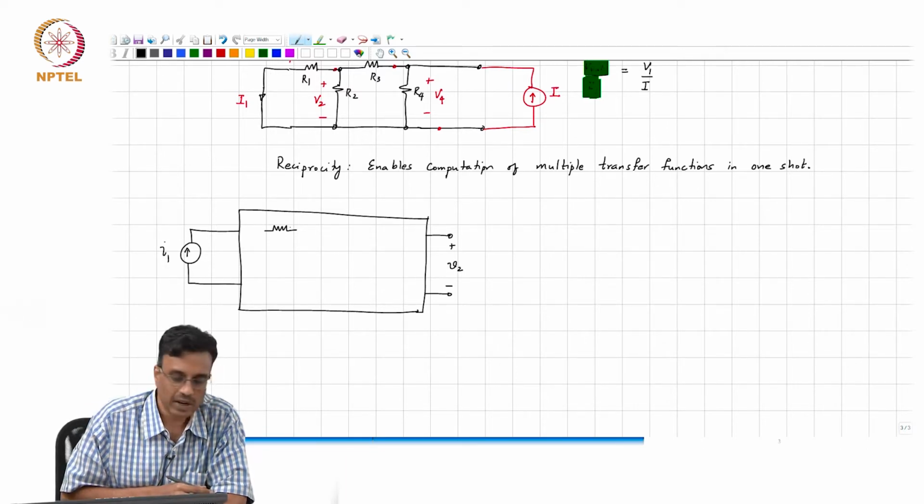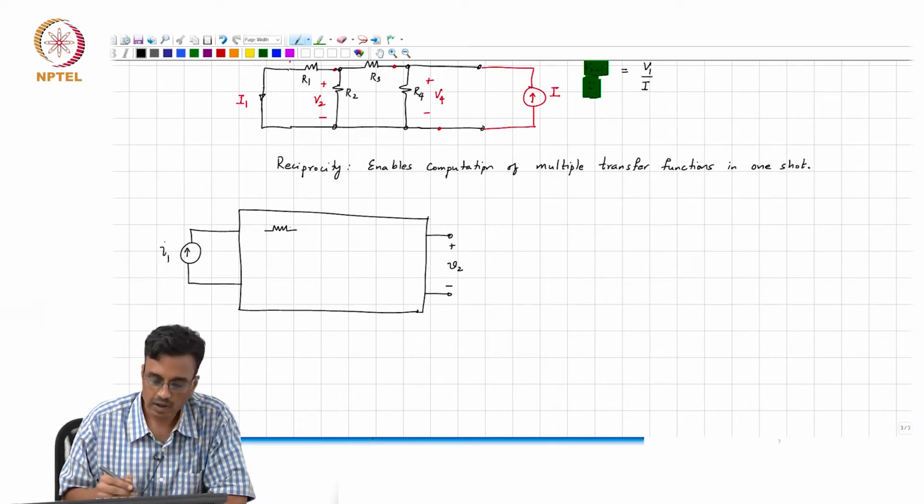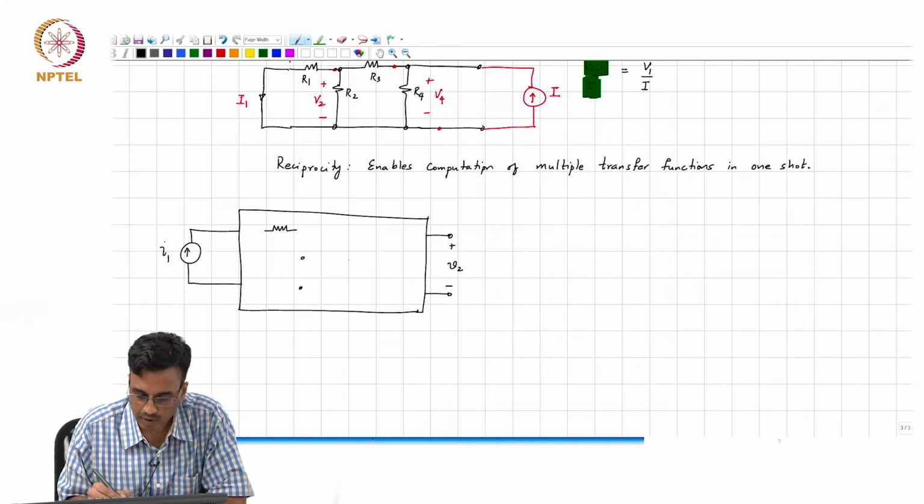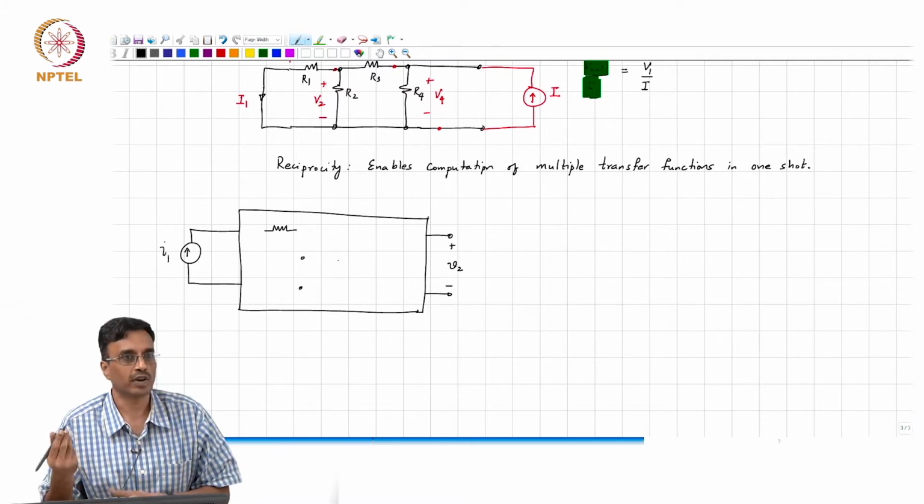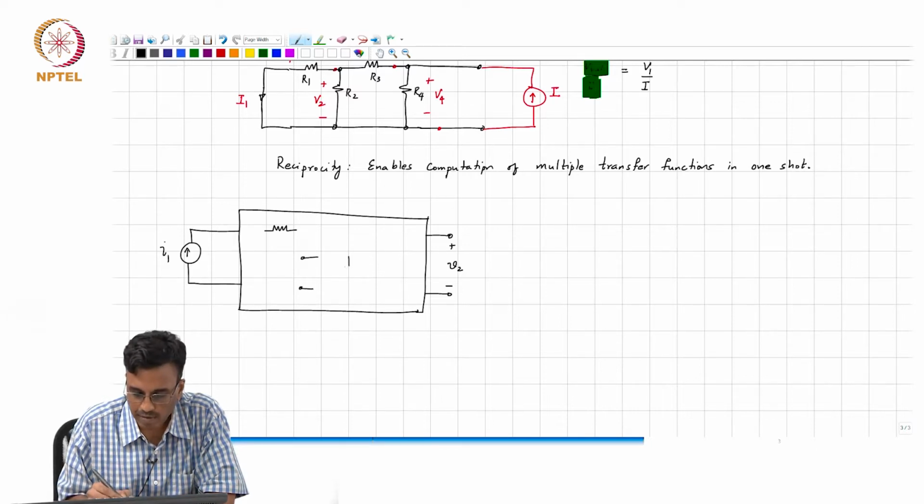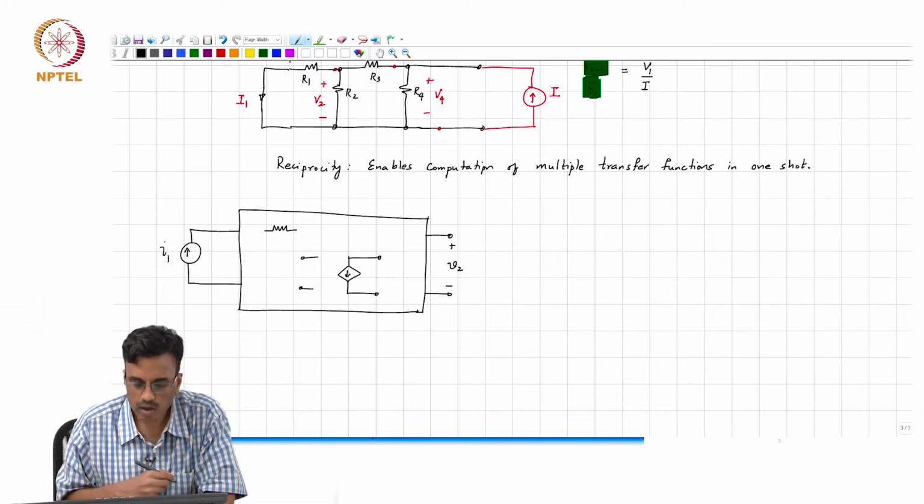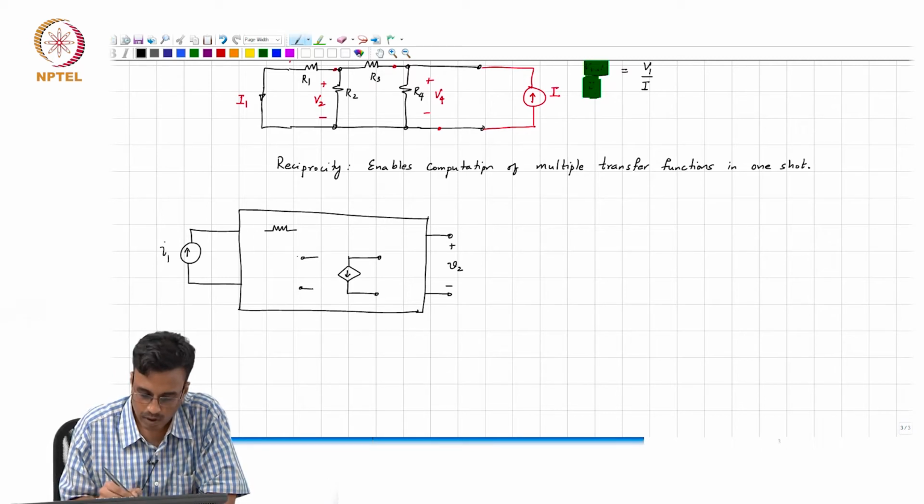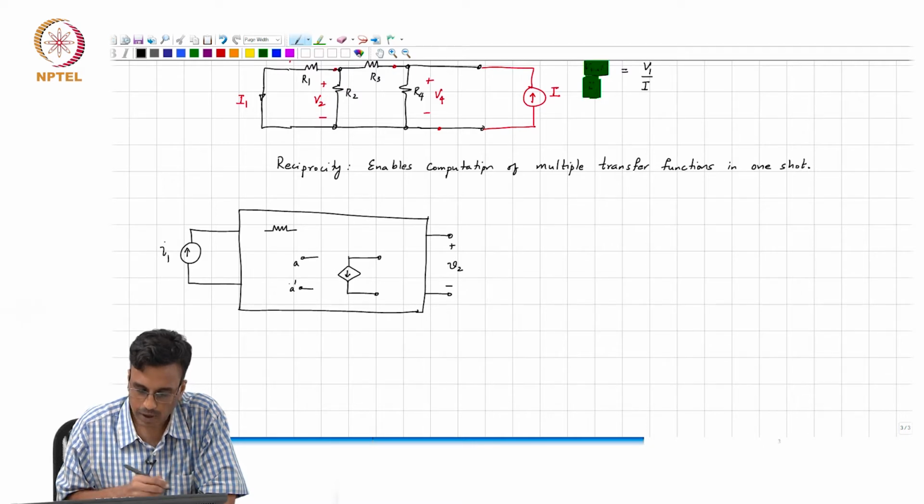It makes sense to start with simple things, one at a time. So let's say there's one control source. Once we figure out what you can do with one control source, you can figure out what you can do with multiple control sources. So let's say you have a voltage controlled current source. Let's call this A prime, B prime, and this is Gm times Va.